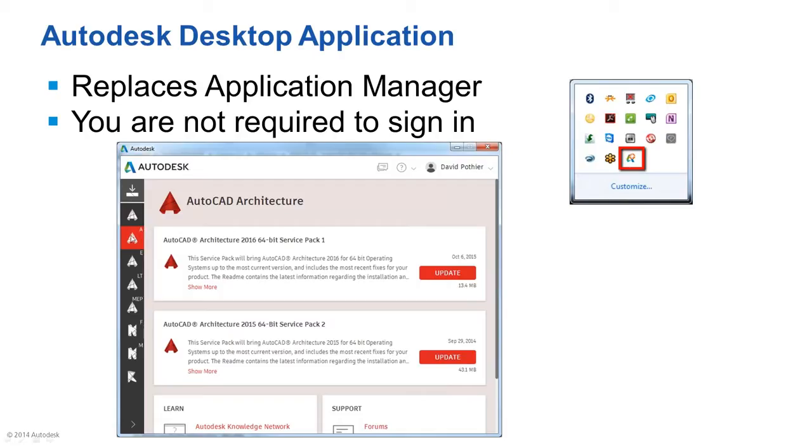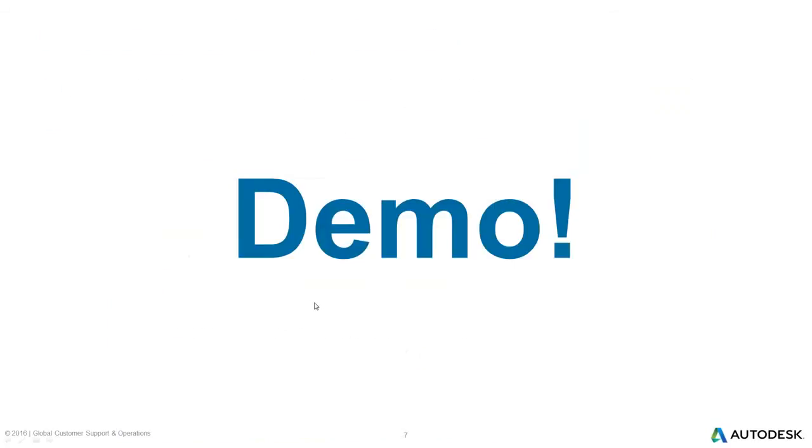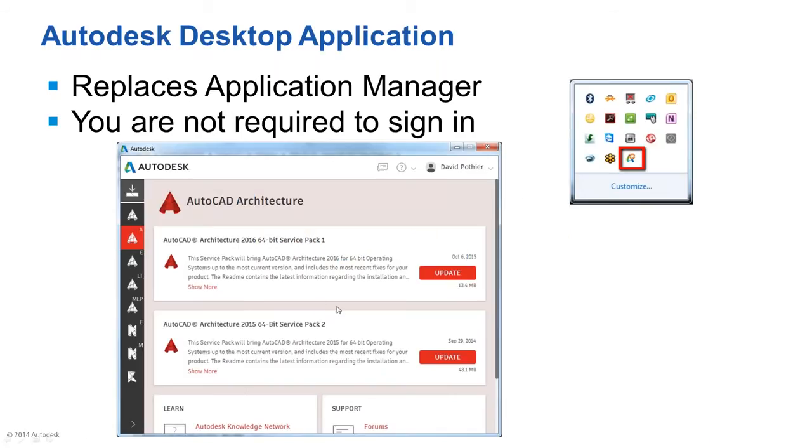You'll see that there's going to be icons on the left-hand side, which will allow you to pick whichever products that you have installed. So AutoCAD, this is AutoCAD Architecture, AutoCAD Electrical, LT, AutoCAD MEP, etc., Navisworks, and so on. Oops, went too far there. And then you can simply hit the update button.